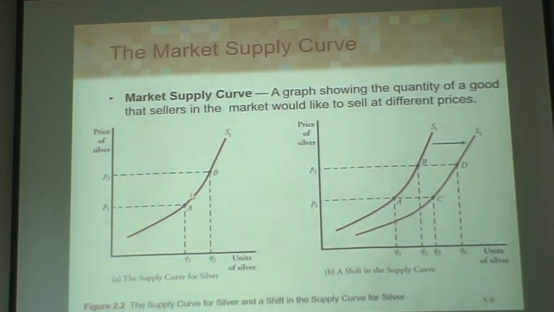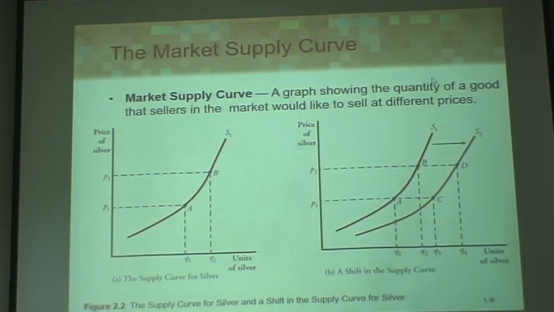So here is the supply curve, and suppose the equipment to produce silver is going down. If the price of the equipment producing silver is going down, what do you get? You get an increase in supply because it becomes cheaper to supply silver.